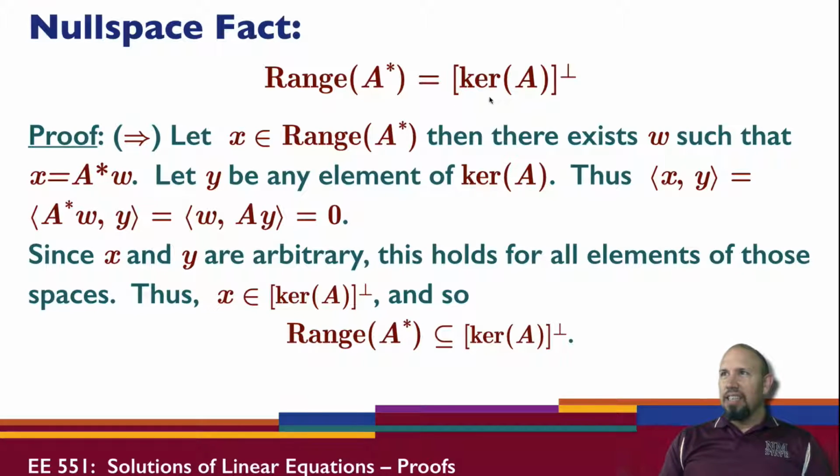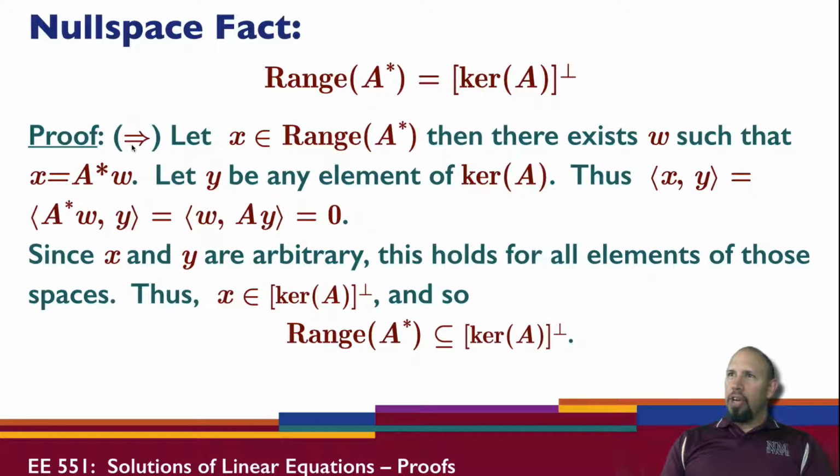So let's prove this. Notice that these two are sets. In order to prove that these two sets are equal to each other, I need to show that this set is contained in that set and that that set is contained in this set. That is, every element in here is in here, and every element in this set is in here. Okay, so I actually have to show two things. It's like an if and only if kind of thing.